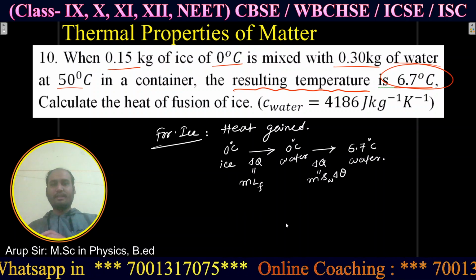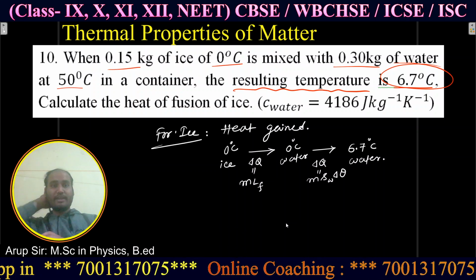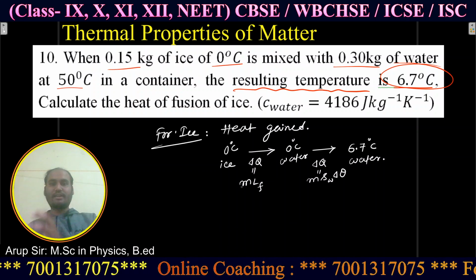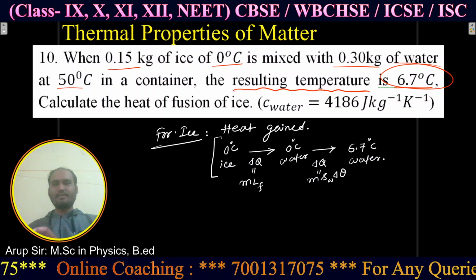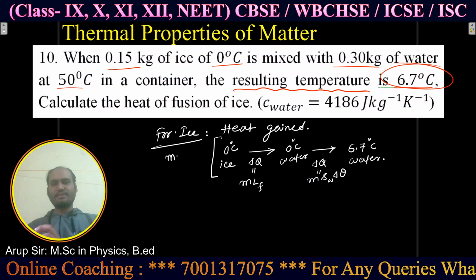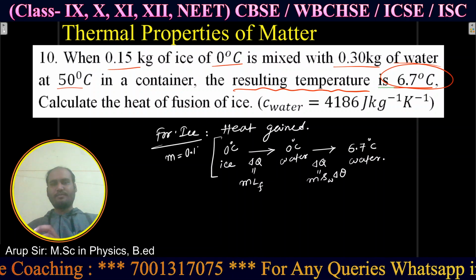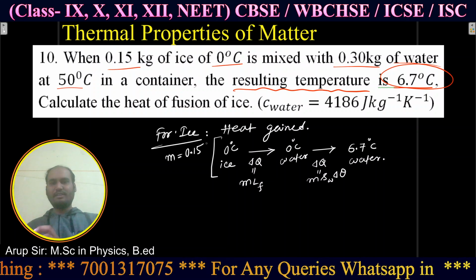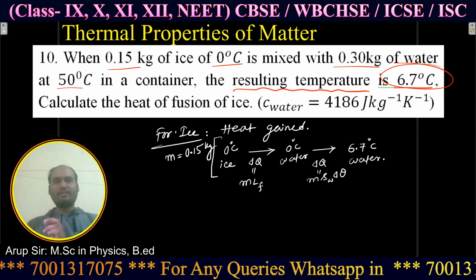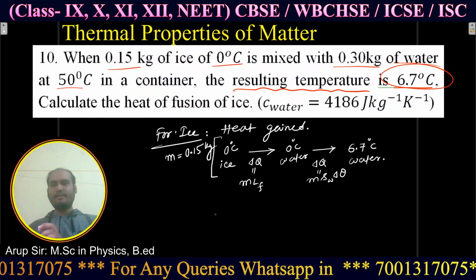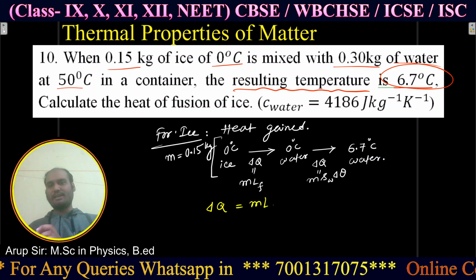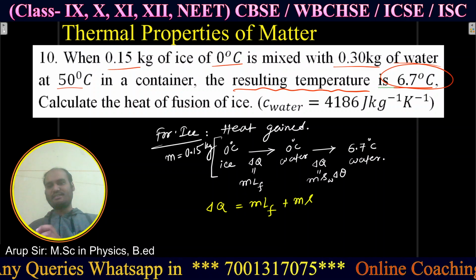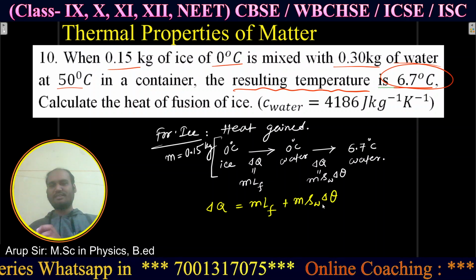Okay, now heat is lost by whom? Heat is lost by the water. And for this ice, the mass was how much? 0.15, right? 0.15 in kilogram unit. So let me find out at first the value of heat gained, right? So what is the value? The total value will be the sum of these two, meaning m Lf plus m s water into delta theta. This is the value of delta Q.